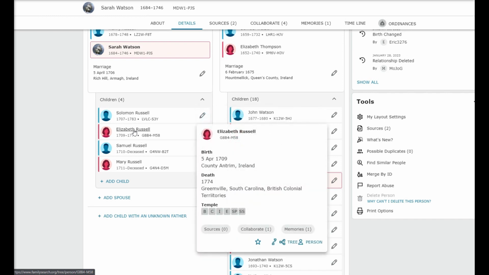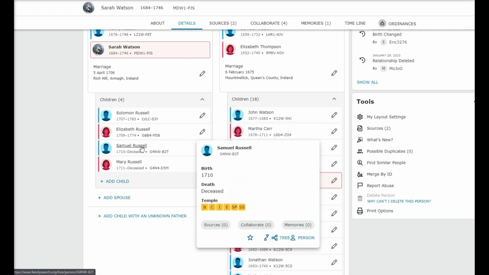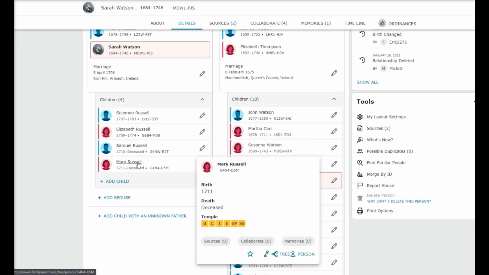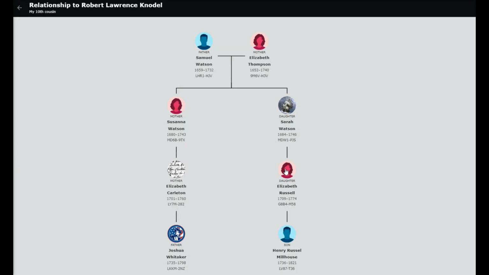Now, Elizabeth was born in Ireland, but died in South Carolina. Did they get split up because of slavery? We don't know anything about Samuel here. And we don't know much about Mary. Now let's take a closer look at this daughter who died out in South Carolina.